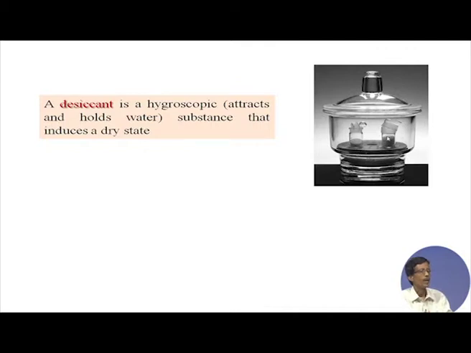if there is a high moisture content in the atmosphere, the relative humidity of that particular day is very high, this particular thing can trap some amount of moisture. So, this moisture weight will also be taken into account if we are not having a dry sample. So, how do we get these desiccators? Desiccators have a desiccant, which is a hygroscopic substance that induces a dry state.